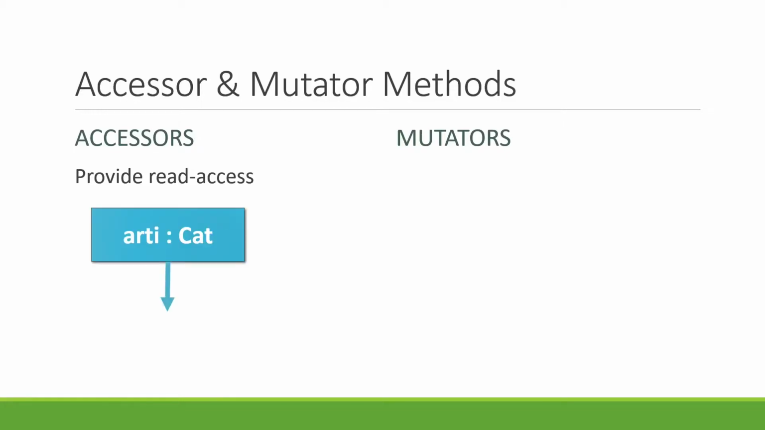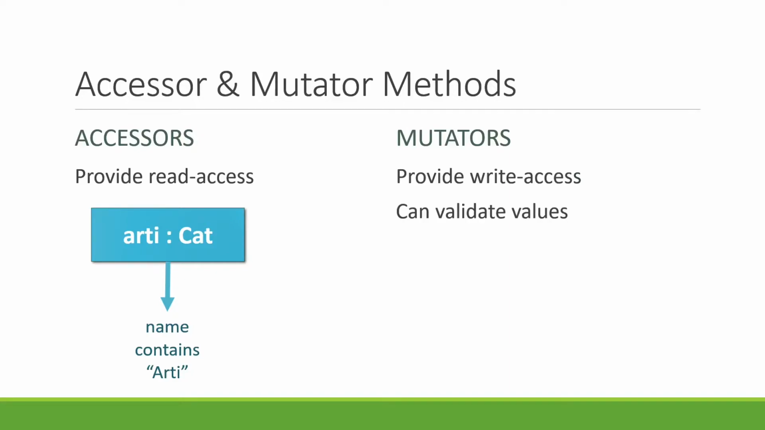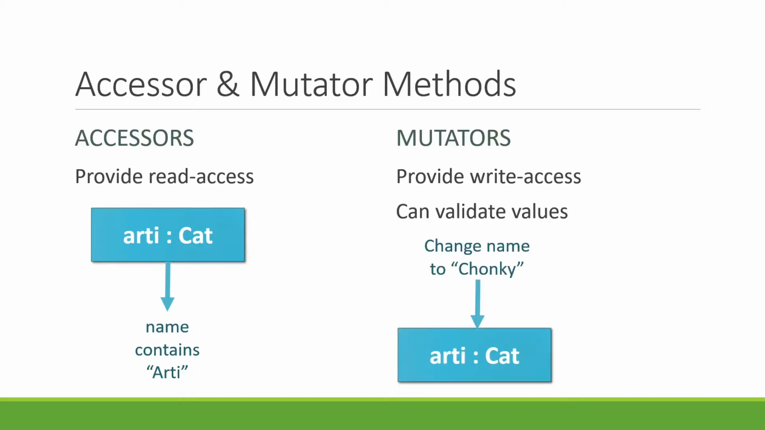Accessor methods provide read access to data members. They allow you to retrieve a private data member's value. Mutator methods provide write access to a data member. They allow you to set or change the data member's value and will even perform validation to make sure that the member only receives valid values.